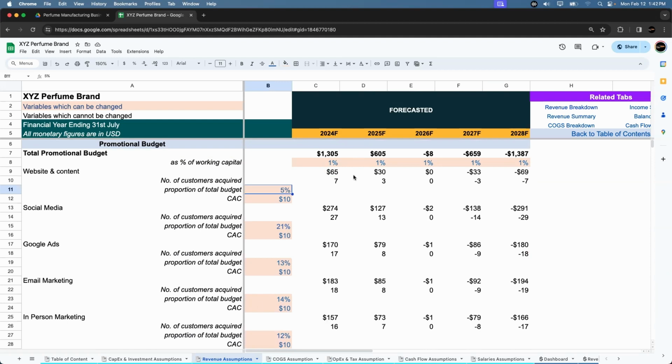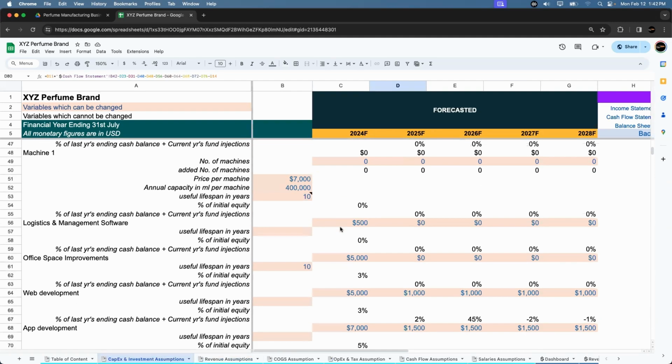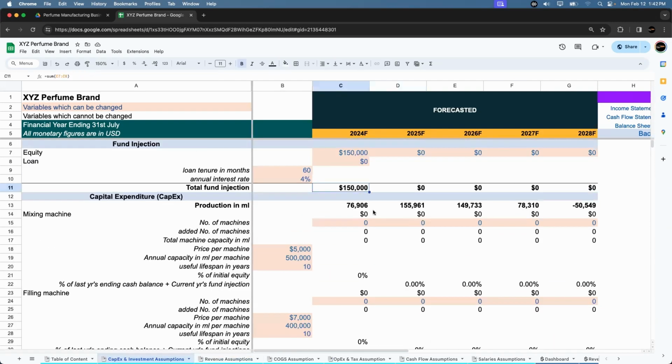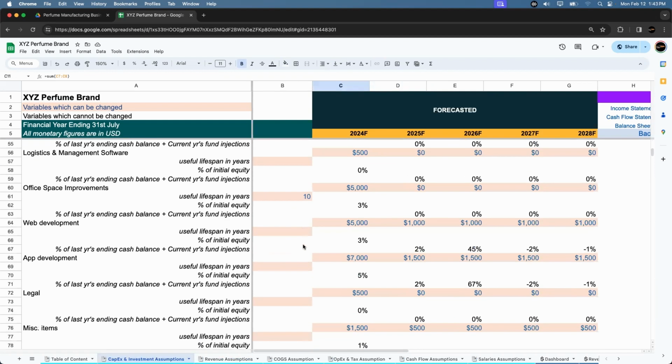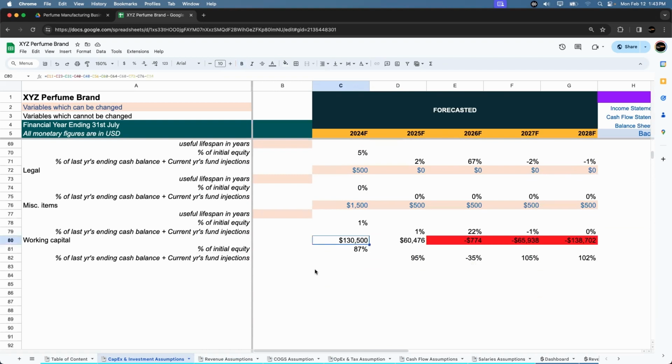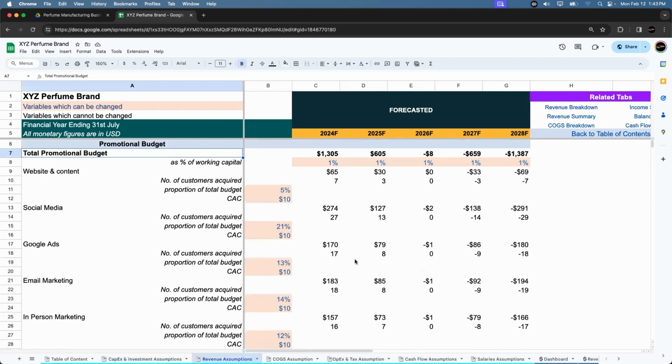So this money, the promotional budget, has to come from the working capital. So if you are investing 150,000 on the business, XYZ amount goes to this, and after spending, you are left with 130,500 dollars worth of cash in your hand as working capital. Out of this working capital, if you're investing, let's say 1% on promotional budget, then it becomes 1305.